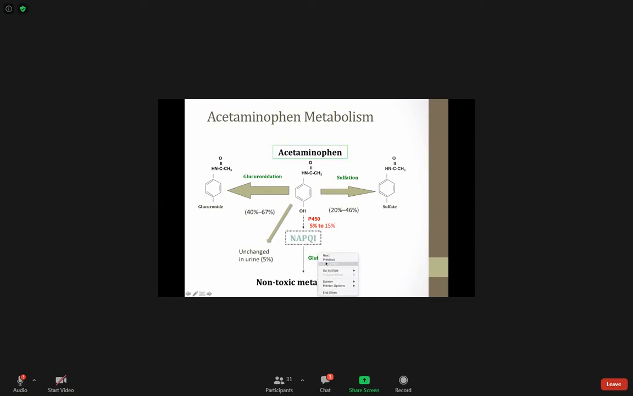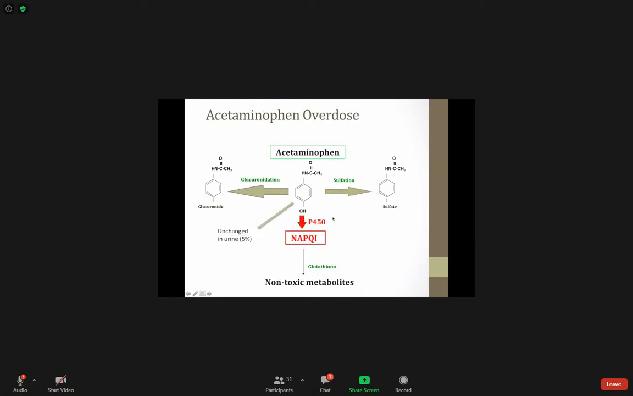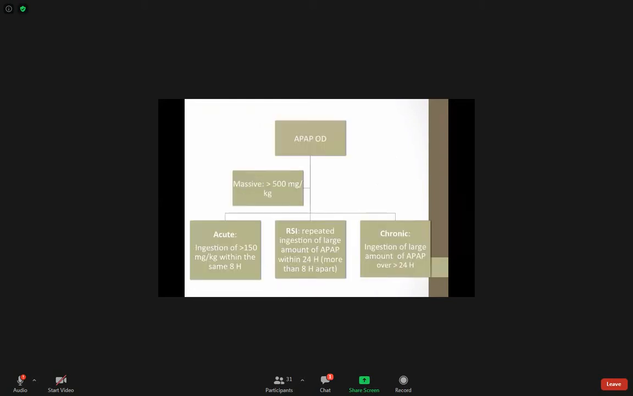Okay, but if someone takes too much, then what happens is this pathway, especially, and also to some extent this pathway, gets saturated, so it cannot metabolize acetaminophen to the non-toxic metabolite. So more goes through this pathway, more NAPQI forms, we consume all the glutathione, and then we get the toxic metabolite, because we have NAPQI that's free to go and damage the liver cells, and you get liver cell necrosis, okay?